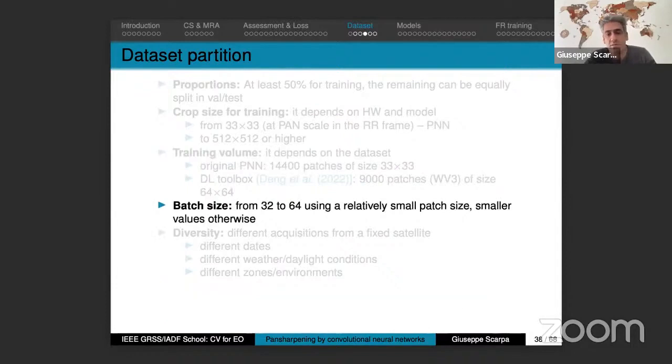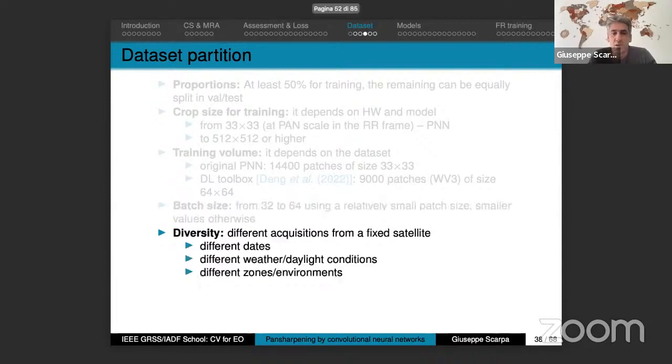The batch size usually ranges between 32 and 64. Of course, if the patches are too big, then you have to choose a smaller value for the batch size. And finally, in order to ensure a good generalization, the dataset must be sufficiently representative of different situations. So it is suggested to use images acquired in different dates, possibly reflecting different weather conditions or daylight conditions, and also possibly showing different kinds of environments.